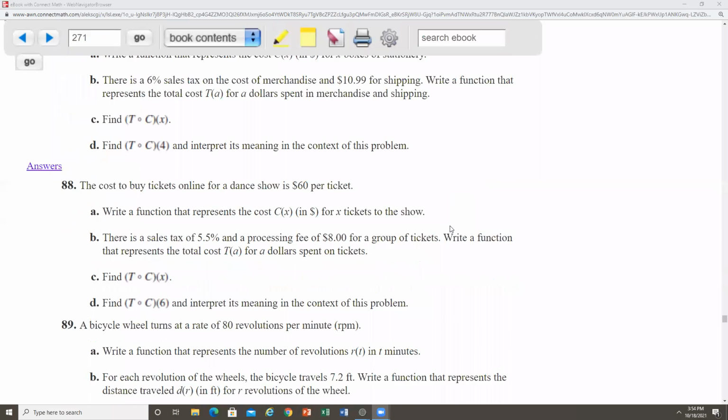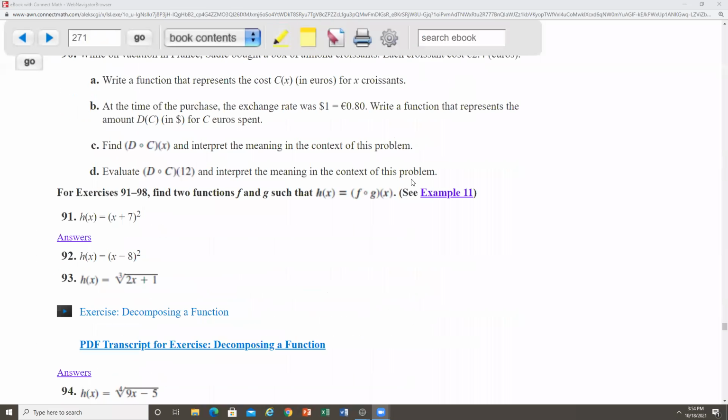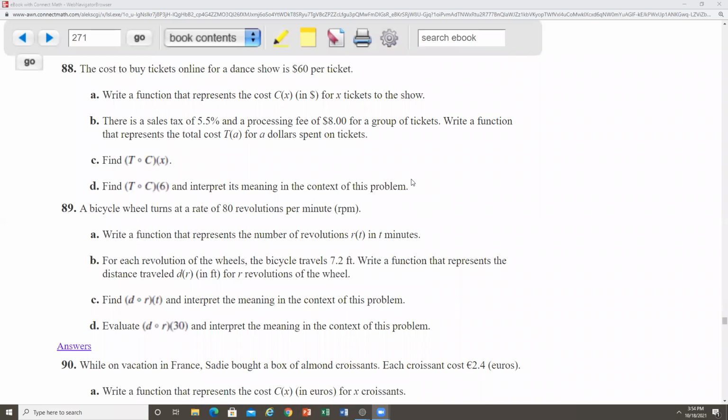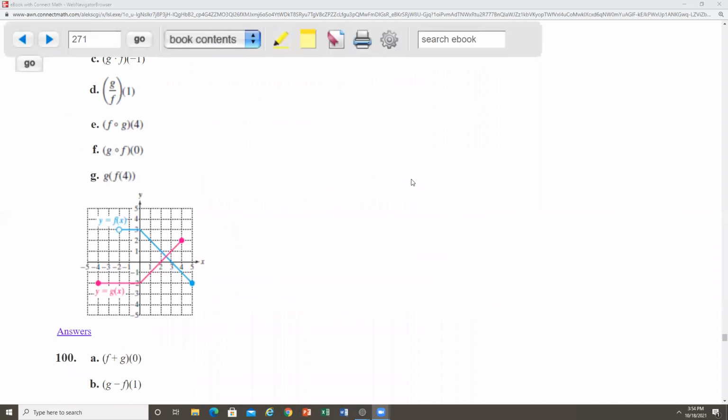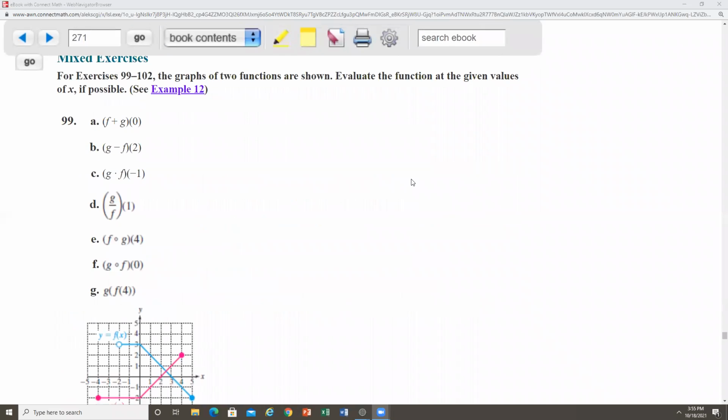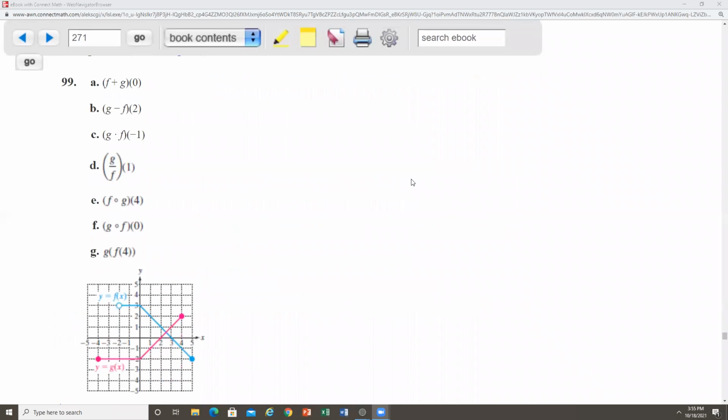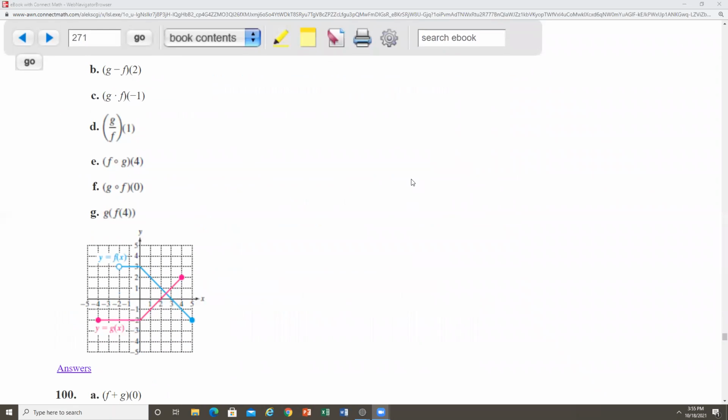You know, we could also do these compositions. We could form them, ladies and gentlemen, from graphs too. For instance, in this problem number 99, they give you the graph of 2 functions, f of x in blue and g of x in red. And then they're going to ask you a whole bunch of questions with regards to those functions.